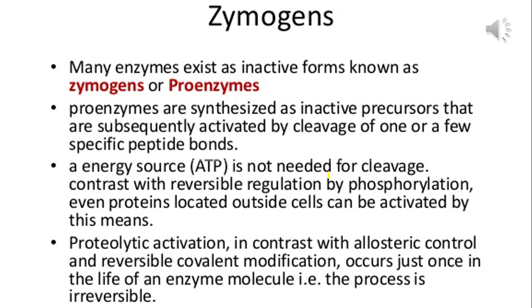Zymogens are inactive proteins, also called proenzymes. When they are produced in their gland, they are inactive. Then they reach the site of action. There they are activated. How are they activated? By the removal of one or more amino acids. They are particularly important in two aspects. One, many of the protein digesting enzymes of our alimentary canal are produced as zymogens. And two, many of the proteins of the blood coagulation pathway also are produced in the inactive form.